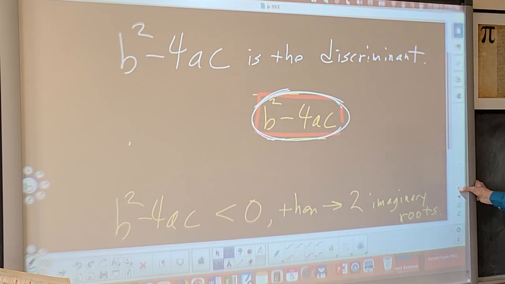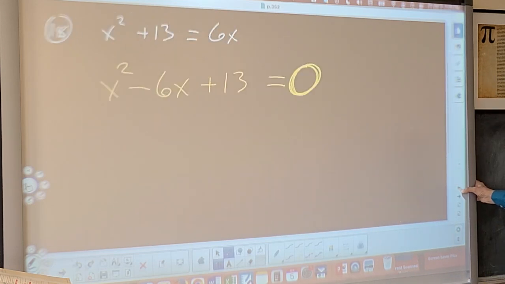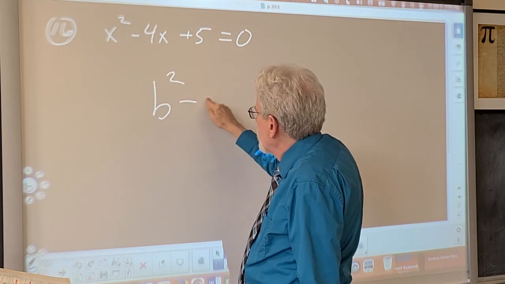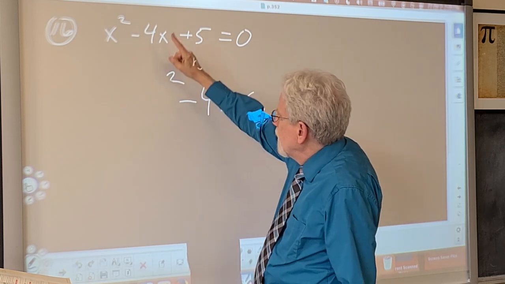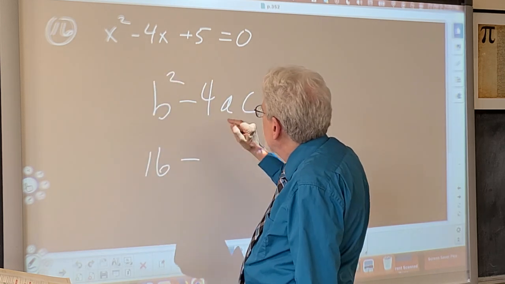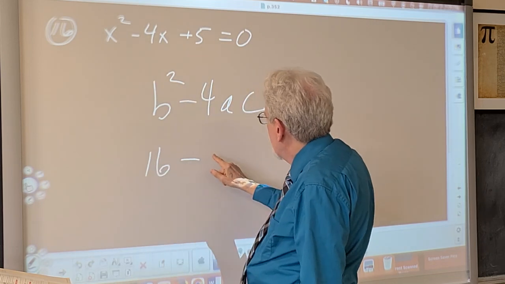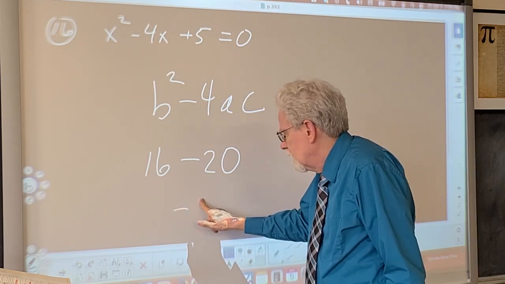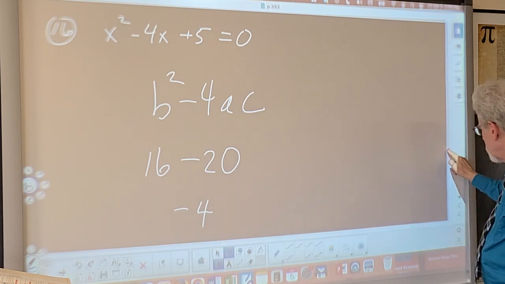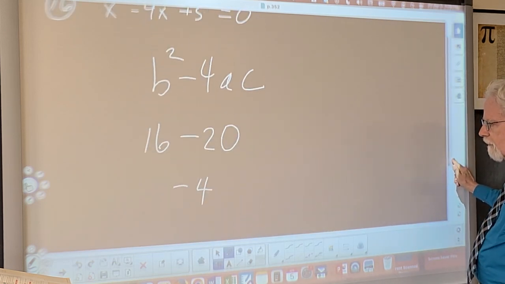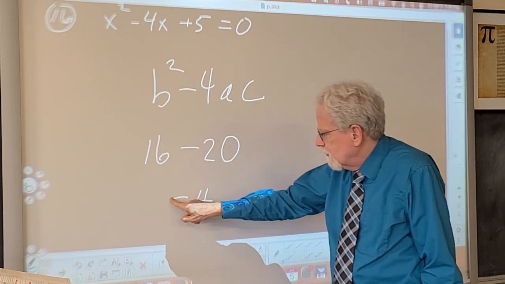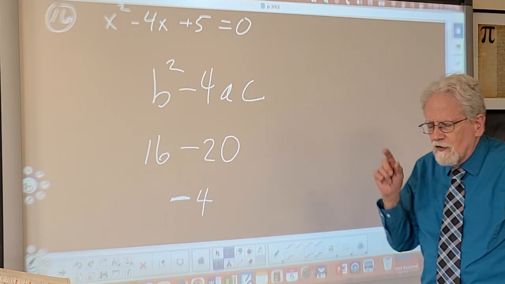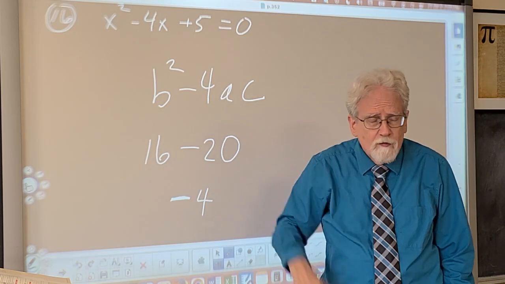So if we were to back up, say to one of these simple looking ones that's already set up for us, how about that one? What is the discriminant? B squared minus 4ac. So the discriminant is 16 minus 4 times 1 times 5, which is 16 minus 20. So the discriminant is negative 4. Okay, yeah, that's right. So the discriminant is negative. Because the discriminant is negative, that means we're going to get 2 imaginary roots. There, you have done it.